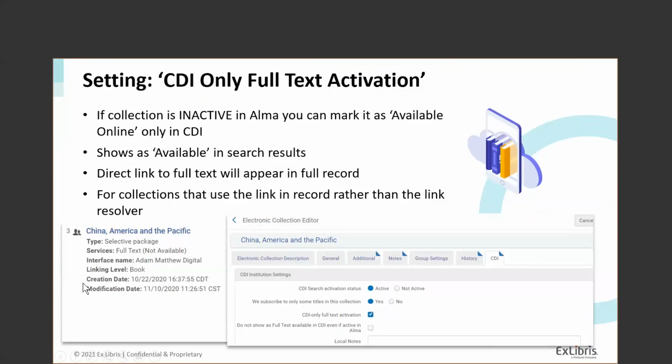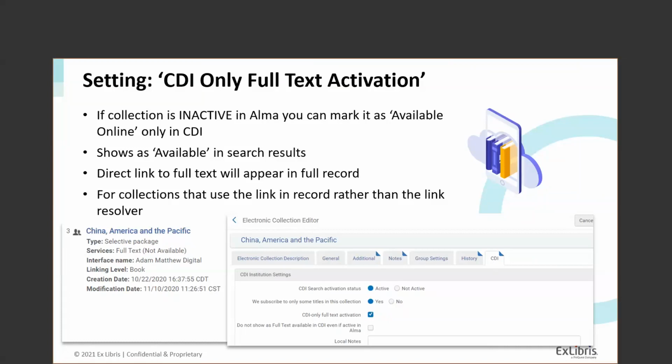And so you actually see in this screenshot here that this is not active in ALMA. So normally we think of the material that we have available online in Primo VE as a collection that is active in ALMA. In this case, the collection is not active, but in the CDI tab, we have marked CDI only full text activation. So this link only appears for CDI collection types link in record. So it's only available if the link to the full text appears in the citation from CDI itself.